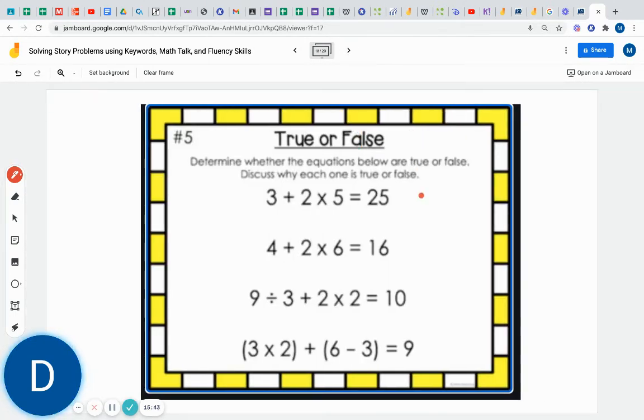This time we're going to play true or false. We need to determine whether the equations below are true or false and discuss why each one is true or false. Ready? Begin.